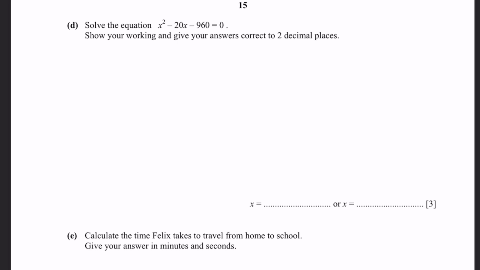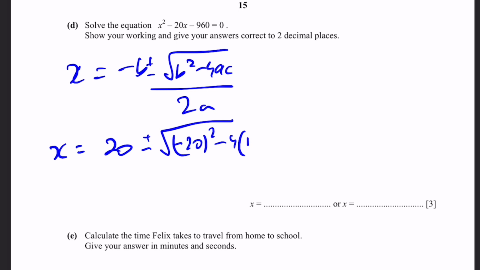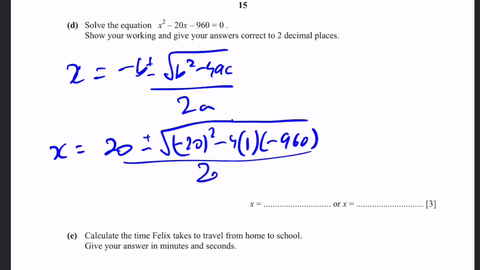So this can be written as x equals minus b plus or minus root of b squared minus 4ac by 2a, the quadratic formula. And we just substitute the values of a, which is 1 here, b, which is minus 20, and c, which is minus 960. So 20 plus or minus root of minus 20 the whole squared minus 4 times 1 times minus 960 divided by 2a. And here a is going to be 1, so 2 times 1.